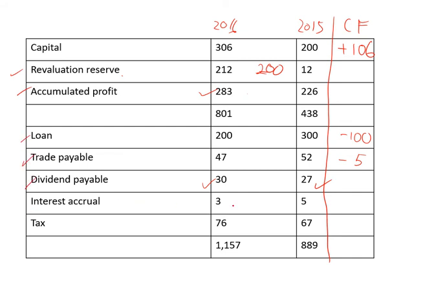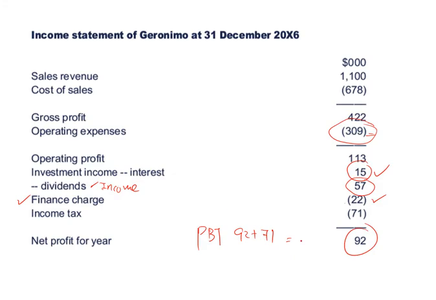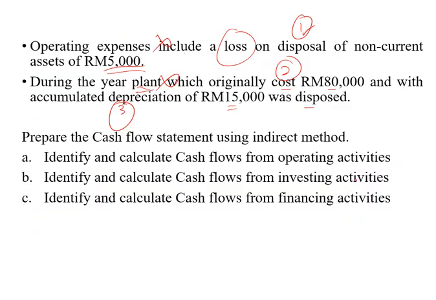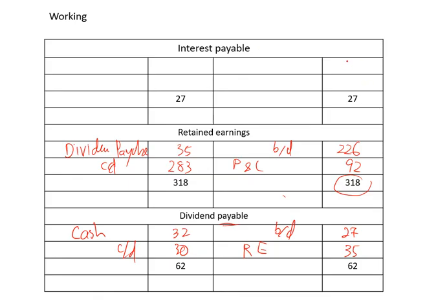And interest accrue. Opening is 5, closing is 3. Current year expenses is 22. Right? So here is your BD, CD, P&L. So how much you have paid this year? 24 cash. Okay or not, guys?